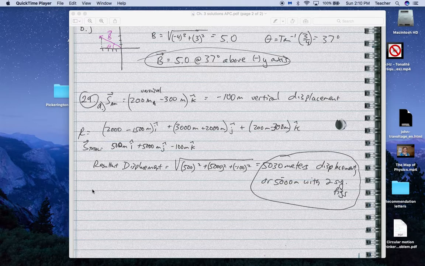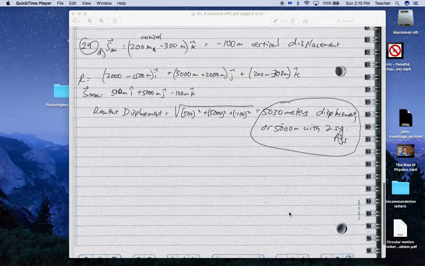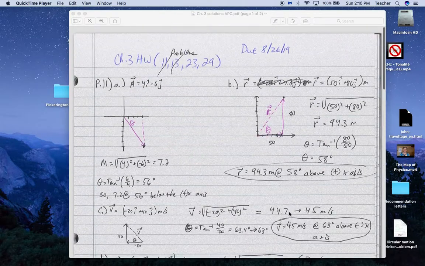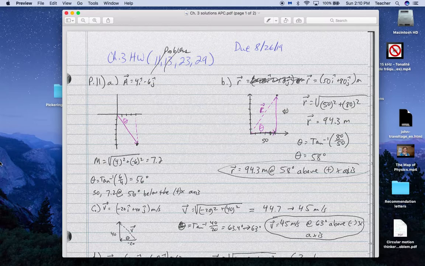Then you want to find the overall resultant of how far you hiked. So you went a net distance or displacement of 500 meters to the east, 5,000 meters north, and then 100 meters down in elevation. So that's 500 i hat plus 5,000 j hat minus 100 k hat. And then you did that weird Pythagorean theorem there. Comes out to 5,030 meters, but with 2 sig figs, and actually these are either 1 or 2 sig figs, which is kind of annoying. It rounds to 5,000 meters as your net distance hiking, or displacement rather. So hopefully those help. Again, I don't think you should have had too much of a tough time with that.